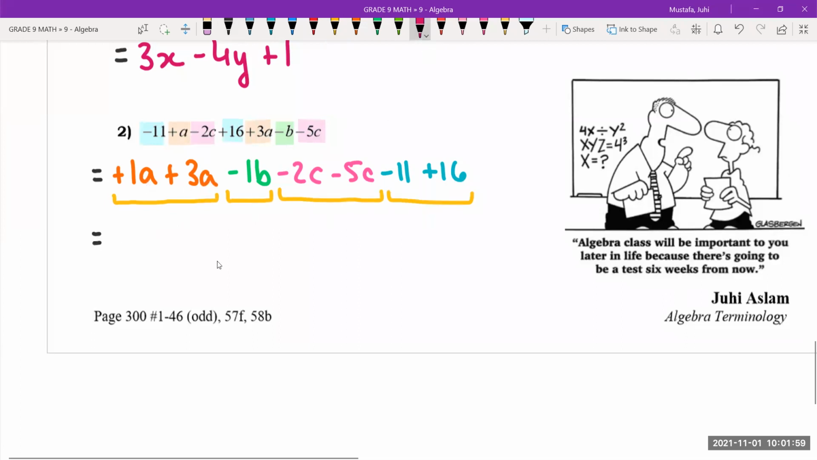So what is positive A plus 3A? Positive 1A plus 3A. Positive 4A. There's nothing to go with the B. So I just leave it there. I just need to write negative B or negative 1B. What's negative 2C minus 5C? Aritra? Negative 7C. Good. What's negative 11 plus 16? Positive 5. Anyone get that as an answer?